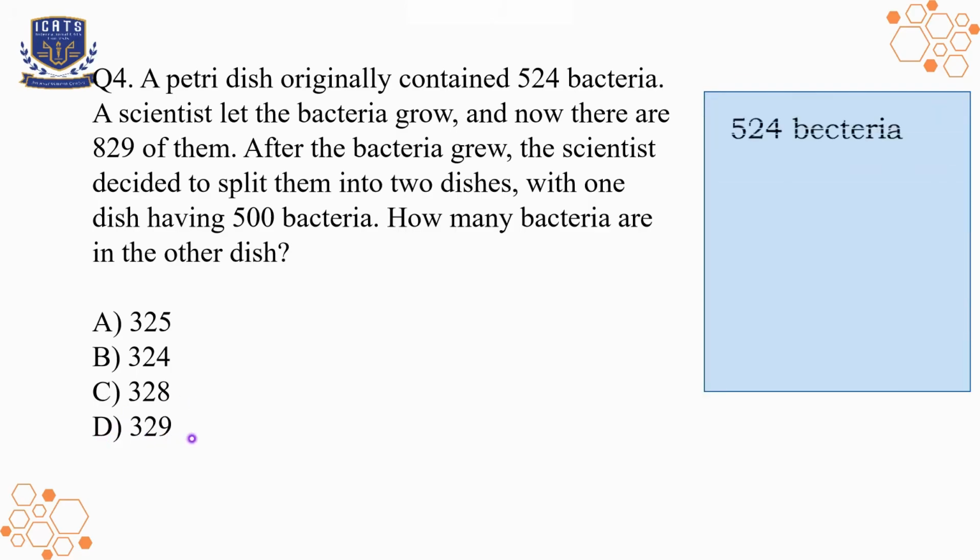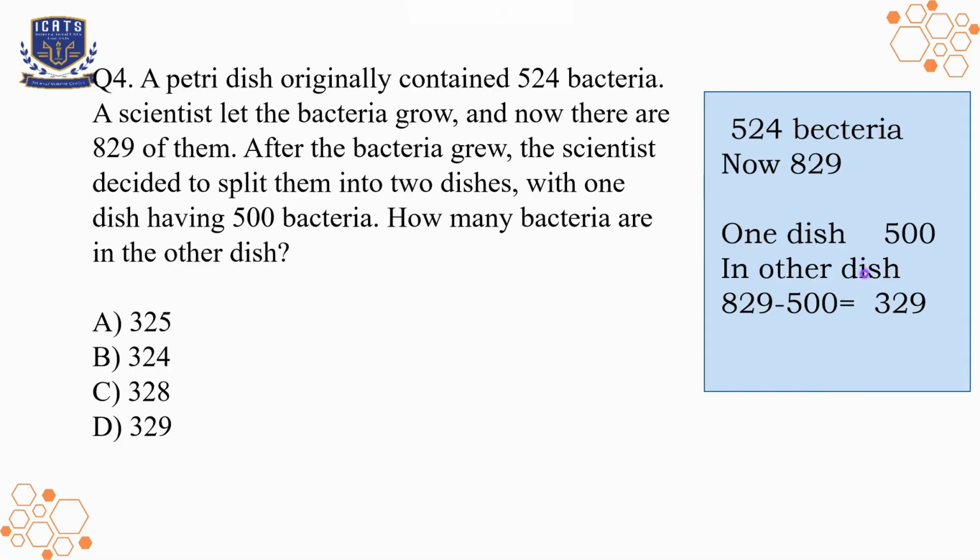So originally there were 524 bacteria, but after some time the number of bacteria is 829. Now, in one petri dish there are 500 bacteria. We have to find out how many bacteria are in the other dish. To find that out, we will simply subtract 500 from 829. The remaining number is 329. So we will choose option D here.